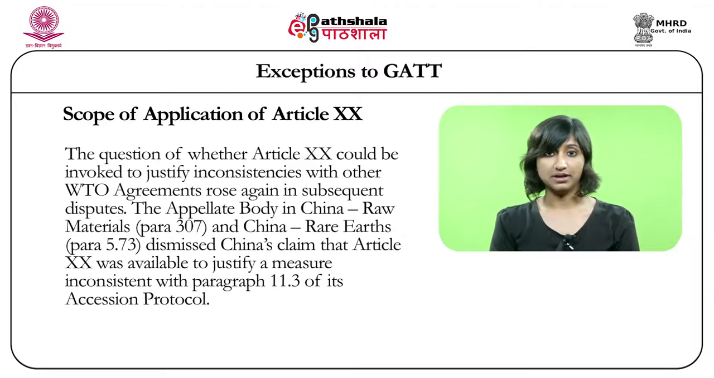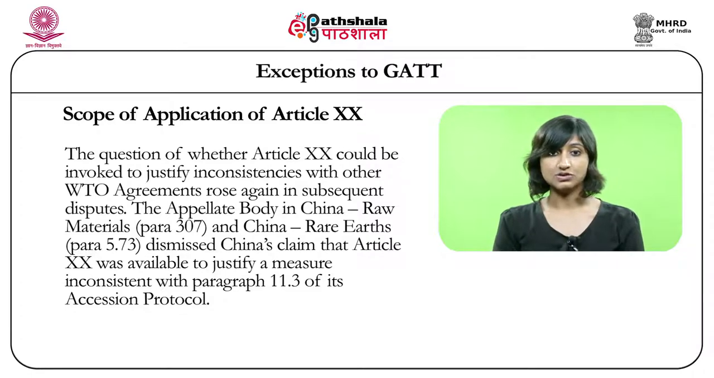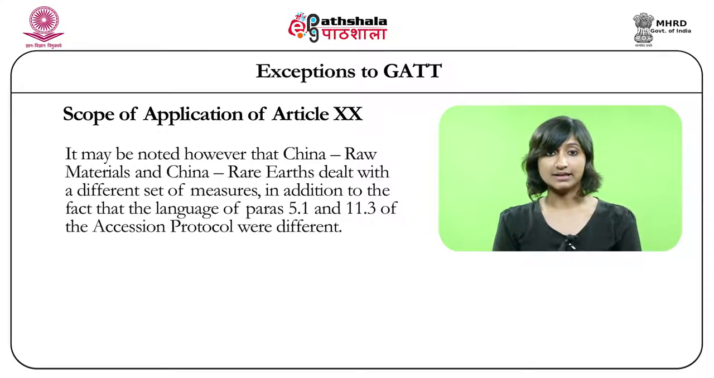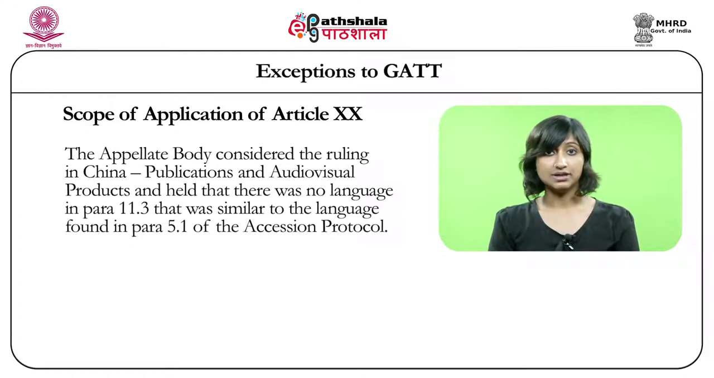The question of whether Article 20 could be invoked to justify inconsistencies with other WTO agreements arose again in subsequent disputes. The appellate body in China Raw Materials and China Rare Earths dismissed China's claim that Article 20 was available to justify a measure inconsistent with paragraph 11.3 of its accession protocol. It may be noted that China Raw Materials and China Rare Earths dealt with a different set of measures, in addition to the fact that paragraphs 5.1 and 11.3 of the accession protocol contained different language. The appellate body considered the ruling in China Publications and Audiovisual Products and held that there was no language in paragraph 11.3 that was similar to the language found in paragraph 5.1 of the accession protocol.